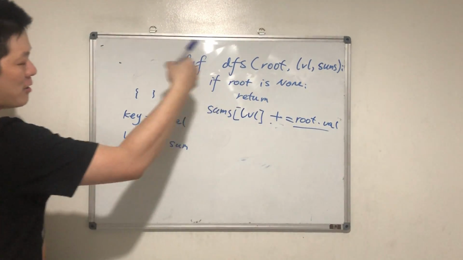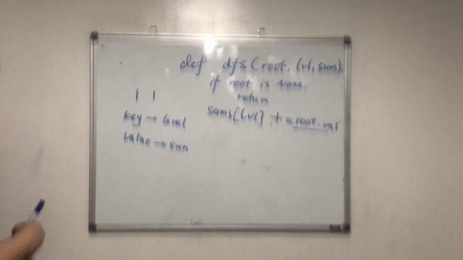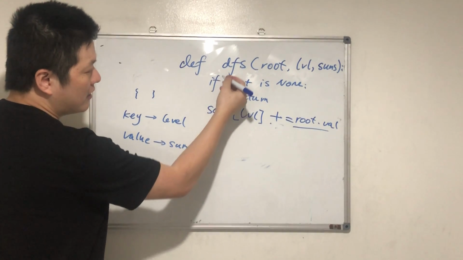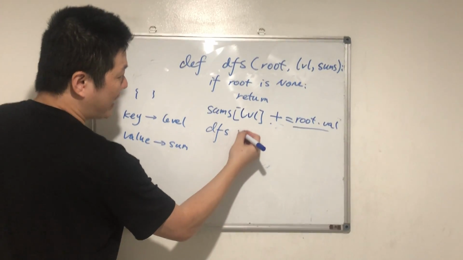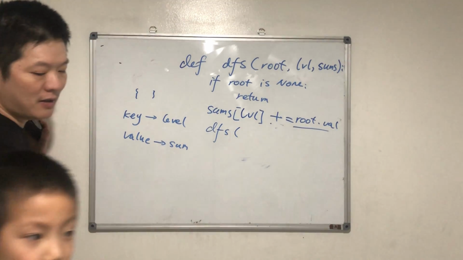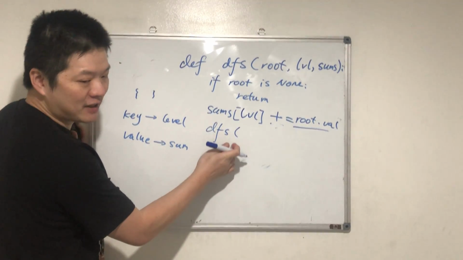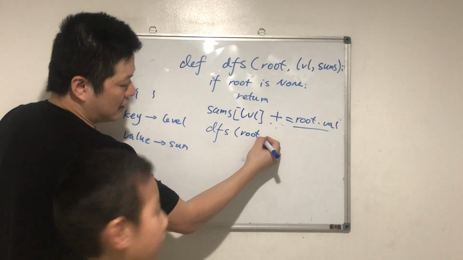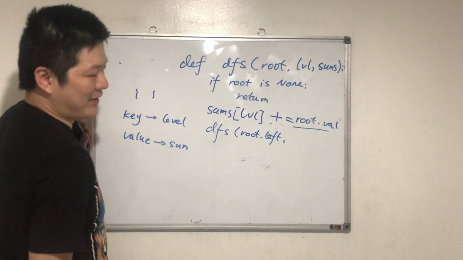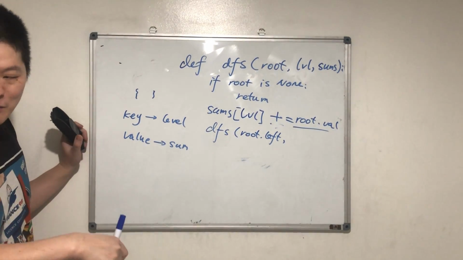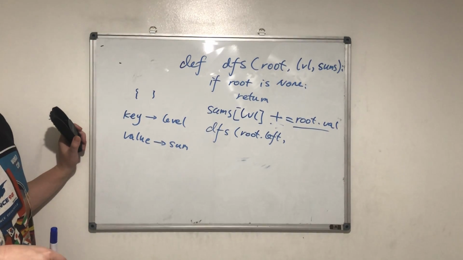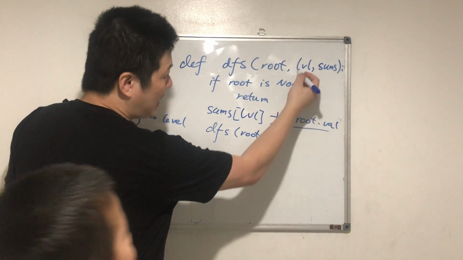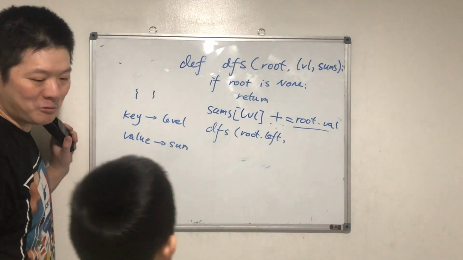Now we're going to visit the left tree with the DFS search, recursively, alright? So what do we pass to DFS here? We want to visit the left tree, so it's root.left. And then what's the level value? We go down, so what happens to the level value? The current level is level, and then we go down one node. So what happens to the level?